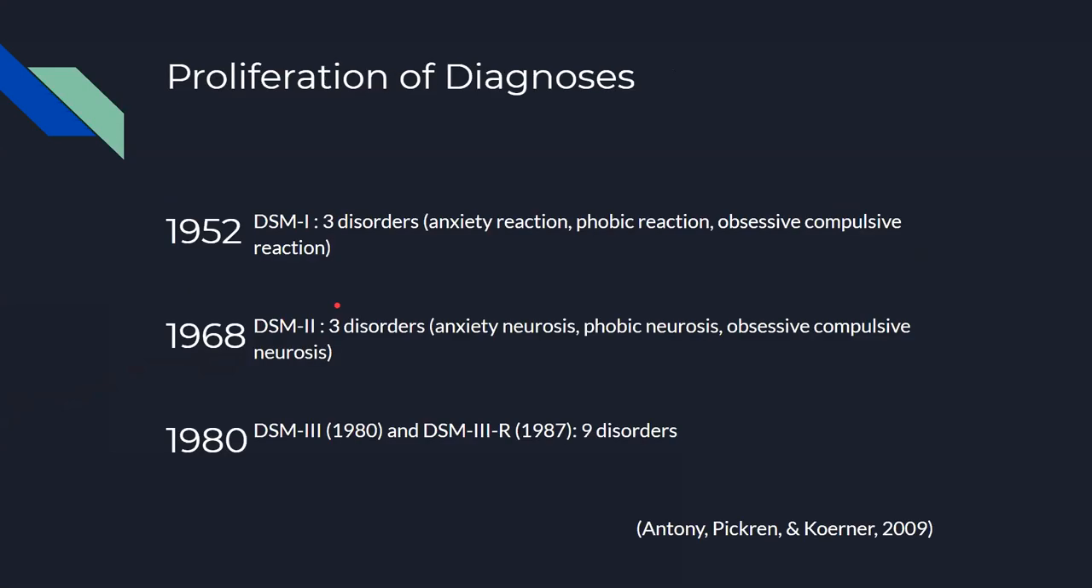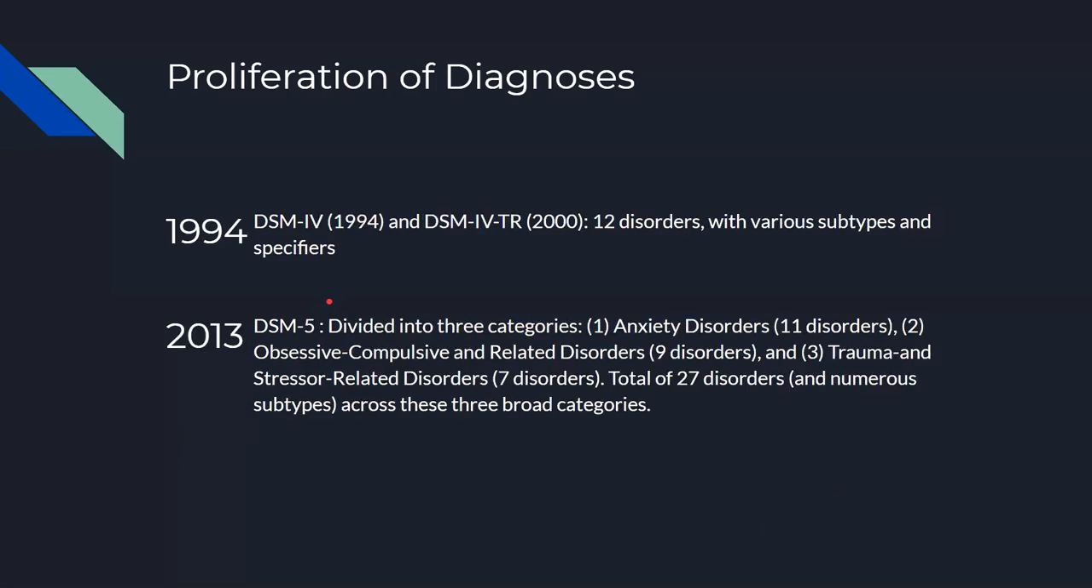To understand a little bit about the rationale for one protocol for many disorders, if we look at the history of the proliferation of disorders, originally with the first DSM in the 50s, there were only three disorders, so it was very simple. Then in the 80s, it expanded to nine disorders, and then to 12, and finally in the latest edition of the DSM, we have 27 disorders and also subtypes. So we have lots of different disorders that supposedly we need to understand how to treat, if we're looking at them separately.